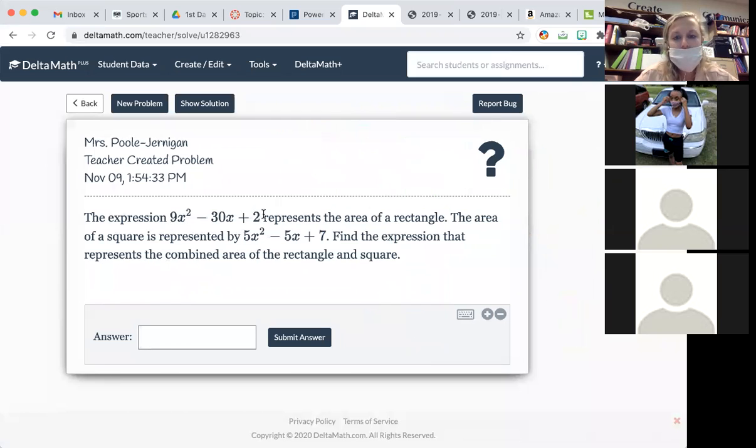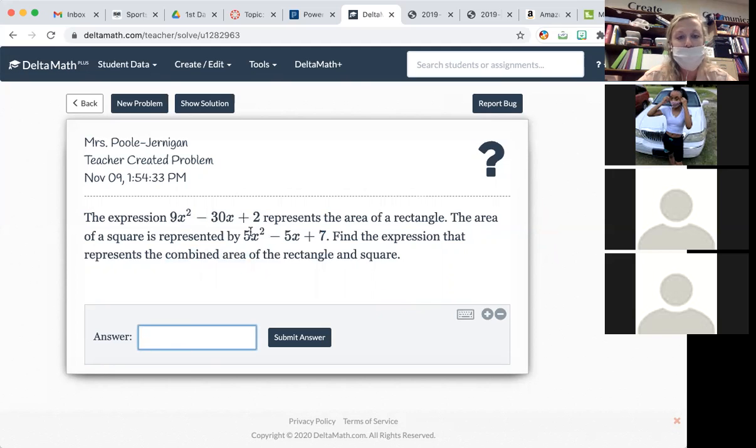So this is the area of a rectangle. Then the second one is the area of a square, and it says find the expression that represents the combined area. What does it mean to combine? Add. Yeah, we're just adding the 2 areas. You're not multiplying. If it says combine, you're just adding.